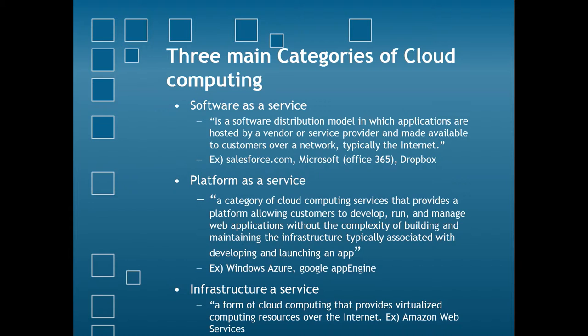And last, infrastructure as a service. This service model allows customers to provision processing, storage, networks, and other fundamental computing resources where the consumer is able to deploy and run arbitrary software, which can include operating systems and applications. Similar to the other service models, consumers do not operate or manage the underlying cloud infrastructure, but control the operating system, storage, and application.